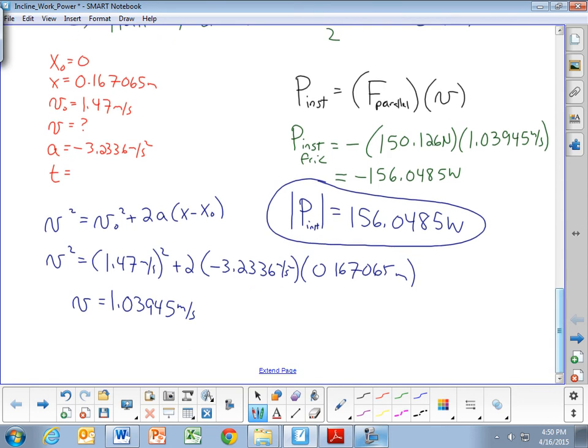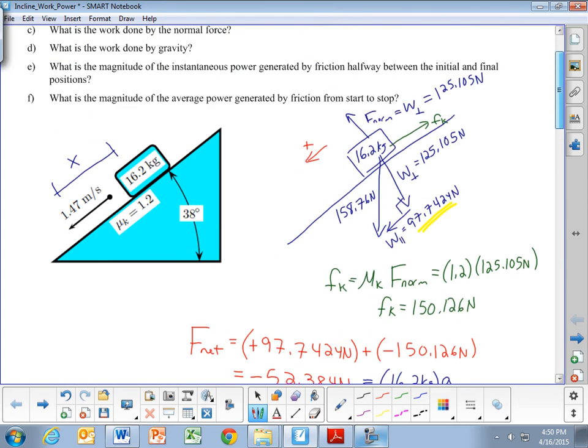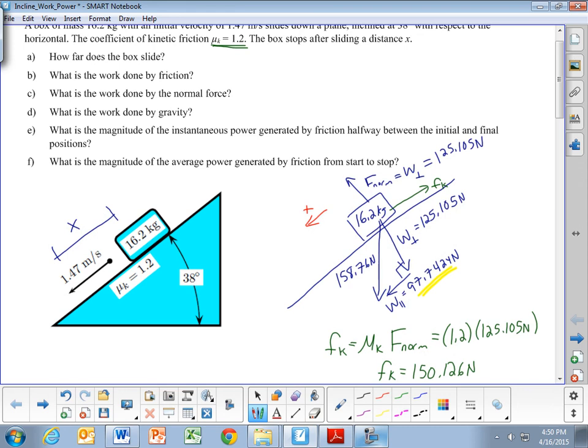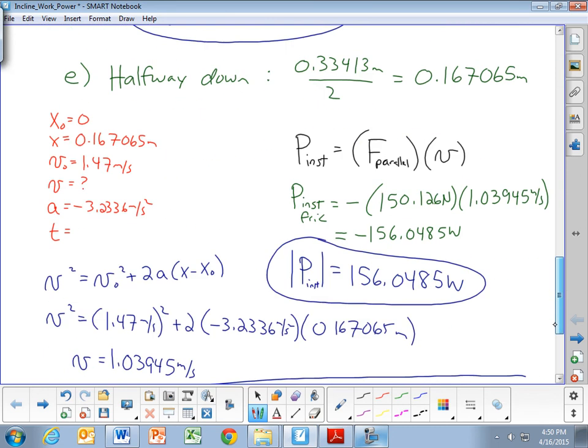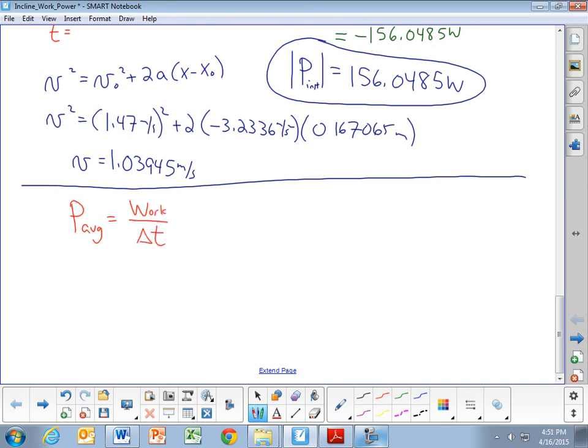The final part of the question asks for the average power generated by friction. What is the magnitude of the average power generated by friction from start to stop? So again, magnitude, in the end, we're going to have a positive number. We're going to take an absolute value. But we want the average power generated by friction from start to stop. So average power is the amount of work done divided by the time that it takes.